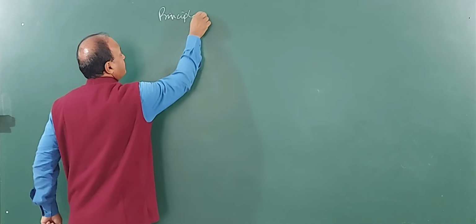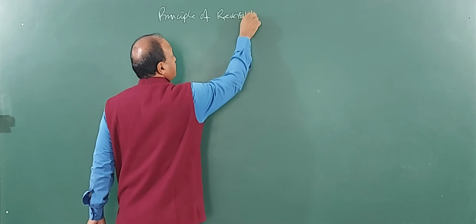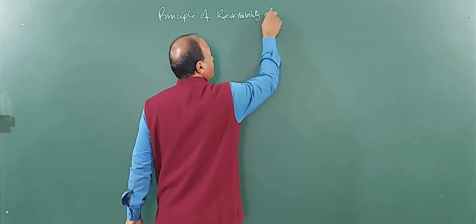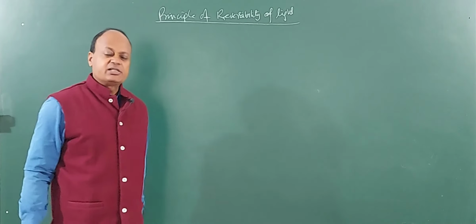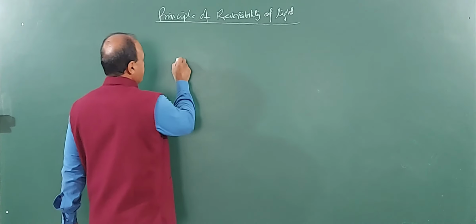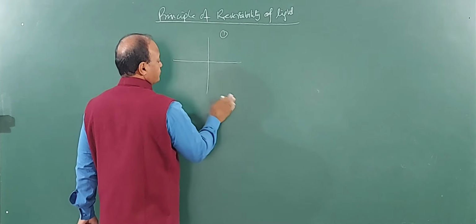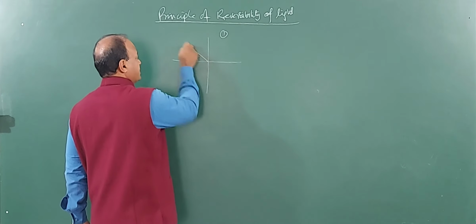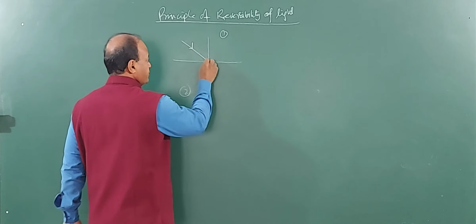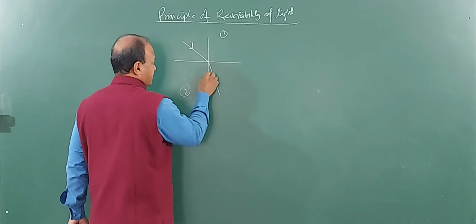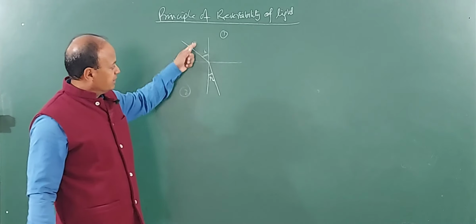Principle of reversibility of light. Let's understand what will happen. This is medium 1 and this is medium 2. A light is coming like this from medium 1 and going into medium 2. Obviously this ray is going to get refracted. This is I and this is R. The ray has got refracted.